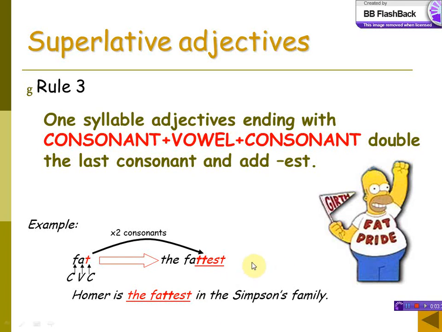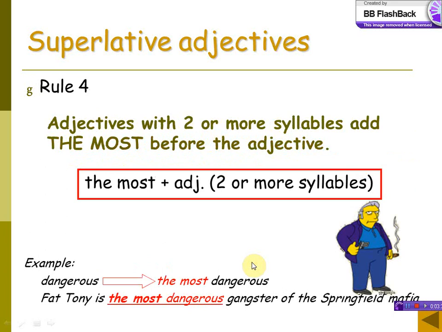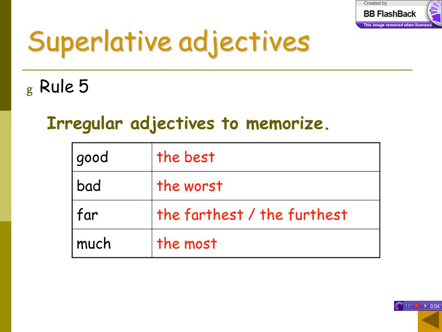Now we are in rule number 4. For adjectives with 2 or more syllables, we add the most before the adjective, like dangerous, expensive, beautiful, and things like this. Okay, let's see the example. Fat Tony is the most dangerous gangster of the Springfield Mafia. Let's move to rule number 5.